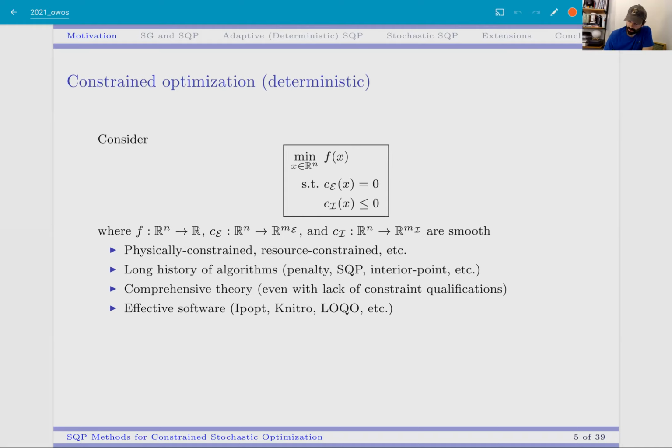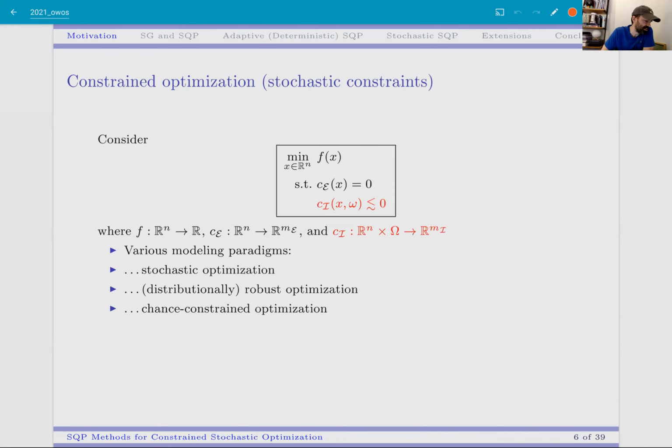At the same time, there's also been a lot of work over the years on problems with what I would call stochastic constraints. At a high level, you may have a constraint function that depends on a random variable or otherwise comes from data. There are different modeling paradigms that people have studied for this context: stochastic optimization where you're basically looking at expectations, robust or distributionally robust optimization, and chance-constrained or probabilistically constrained formulations. This is generally the kind of formulation you would look at when you have some stochasticity in the constraint functions.